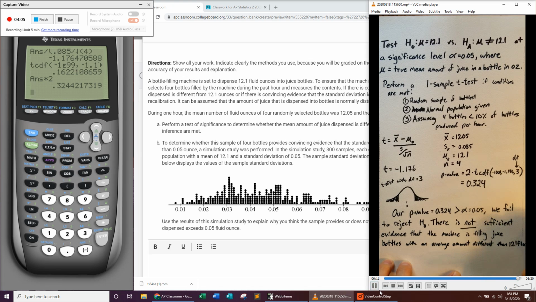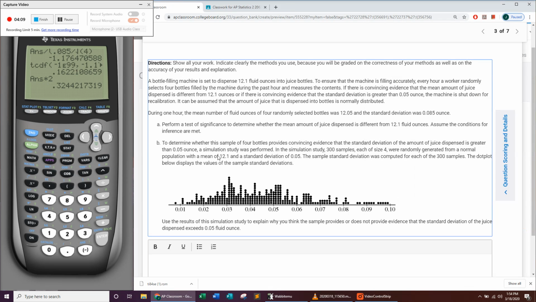All right, let's take a look at part B here. So part B says it's kind of the same idea. We're looking at what's the probability of something happening given that a certain condition is true, but this time instead of doing calculations, we're looking at a simulation. So the simulation says that we're going to do 300 simulated samples, all the same size of 4, and these are the standard deviations that come out.